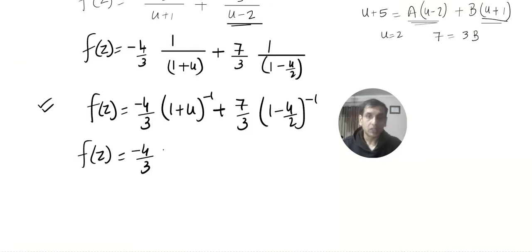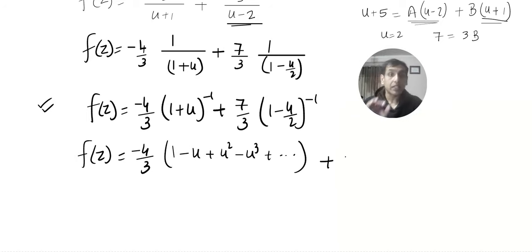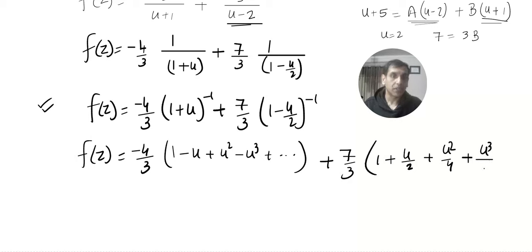So this becomes 1 minus u plus u square minus u cube plus etc. You can write as many terms as you like. Usually we write minimum 3 non-zero terms. Minus minus is plus. That is how I remember that. So 1 plus u by 2 plus u square by 4 plus u to the power 3 by 8 plus etc.